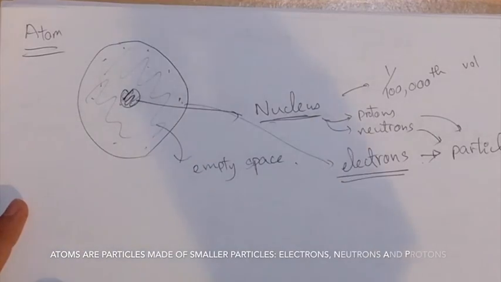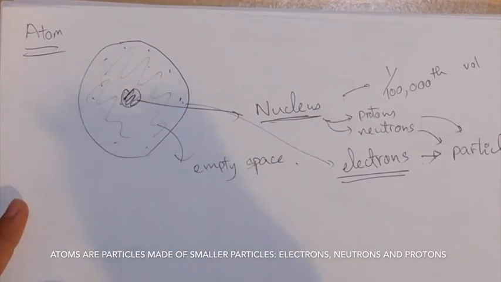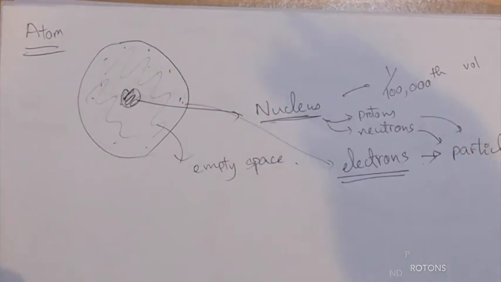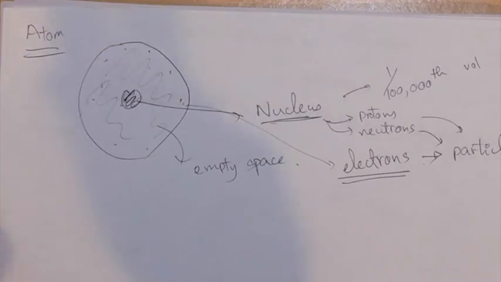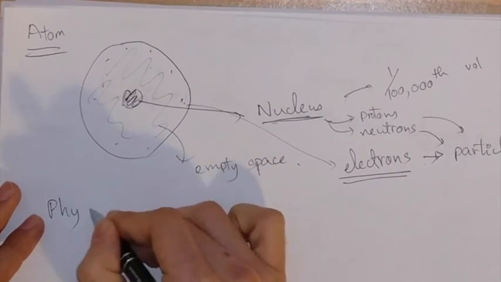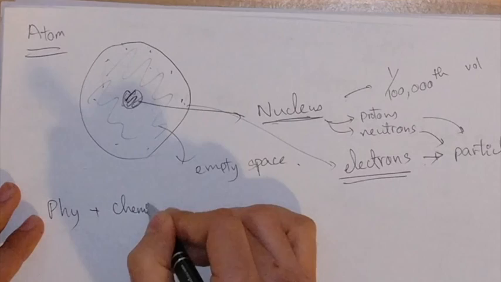Great. Now the question is, why did we stop here? Why didn't we go down further? Well, to answer that, we need to understand what we're trying to achieve is something to explain everything around us. And in order to explain everything around us, we need to understand the physical plus chemical properties.